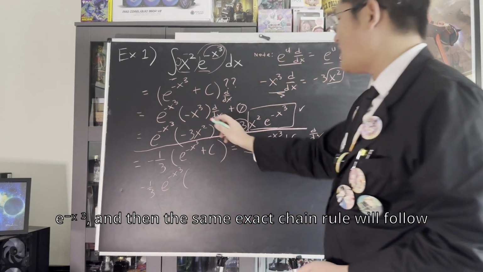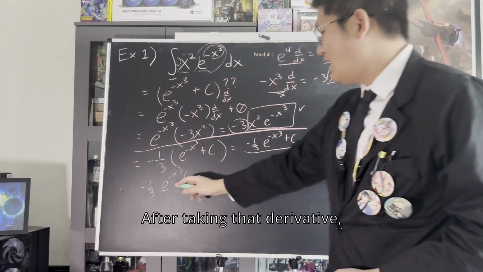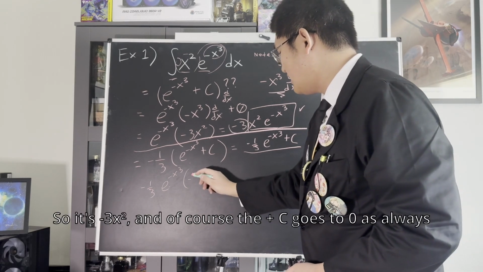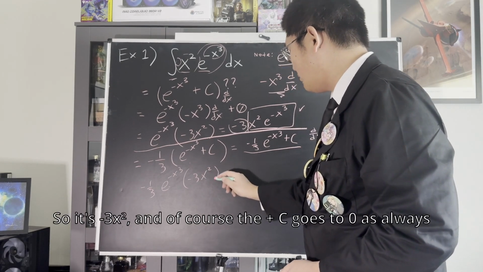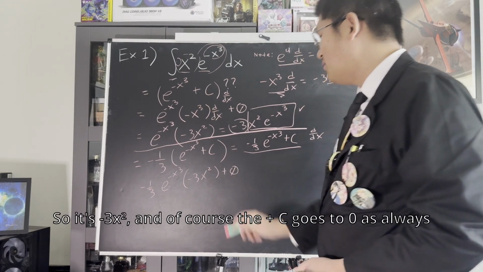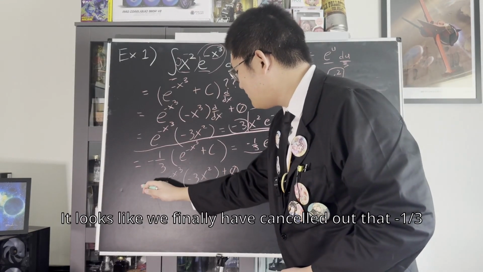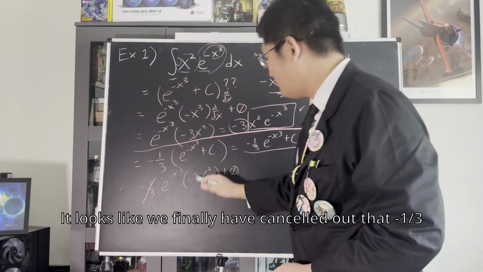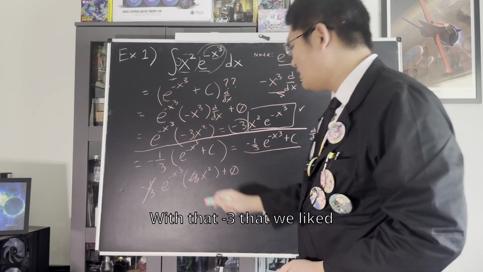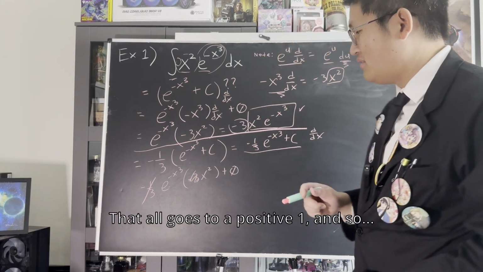And then of course the same exact chain rule will follow after taking that derivative. So it's negative 3x squared. And of course the plus c goes to 0 as always. There you go. It looks like we finally have canceled out that negative 1/3 with that negative 3 that we liked. That all goes to a positive 1.